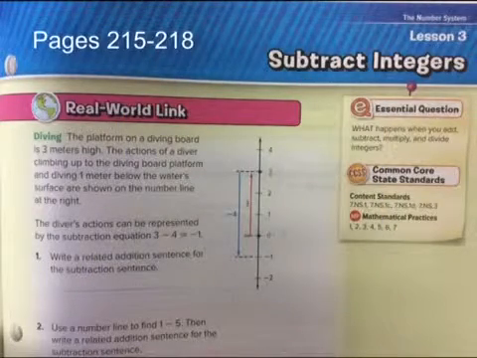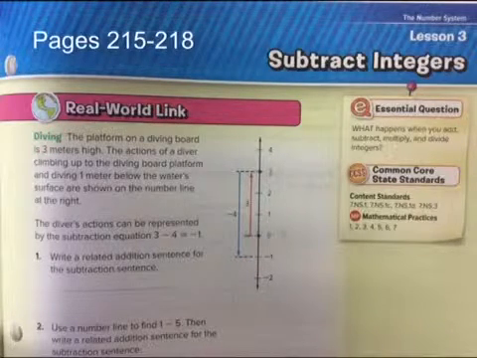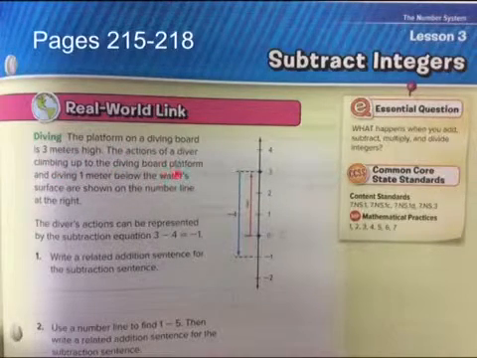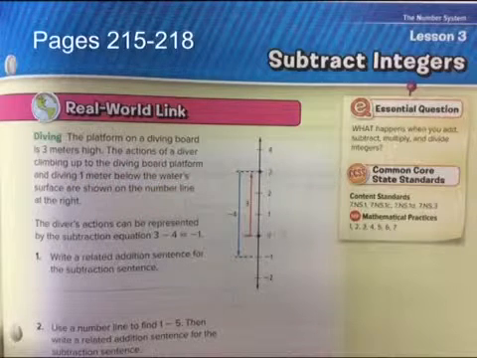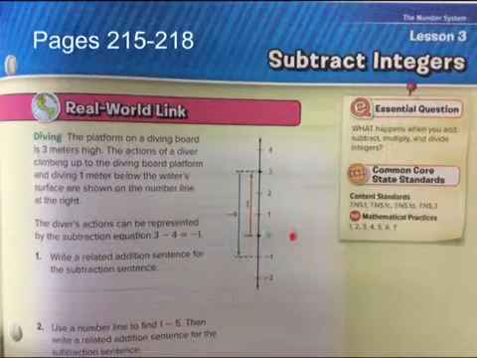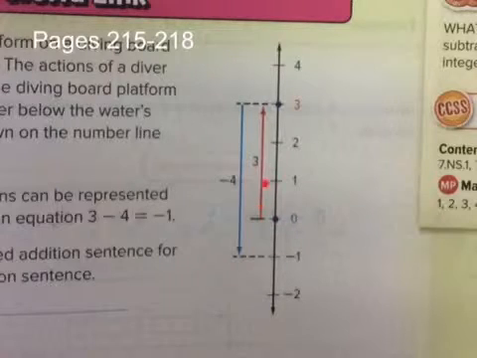Okay, so subtract integers, the real world link. We're going to talk about diving off a diving board. The platform on a diving board is 3 meters high. The actions of a diver climbing up the diving board platform and diving 1 meter below the water surface are shown on the number line at the right. So we're on the ground level, ground zero, and then the diver climbs up 3 meters to get all the way to the diving platform. Right here's the diving board. The diver jumps, goes down, here's the water, goes 1 meter under the water and comes back up. And that's how it's shown.